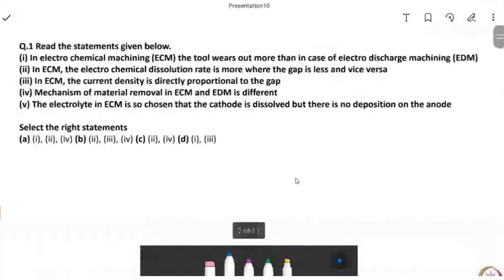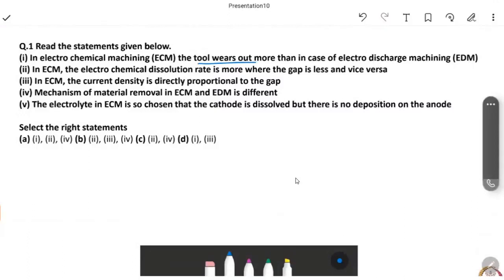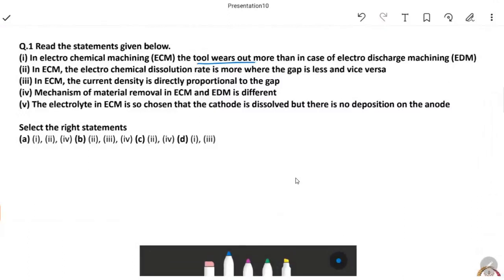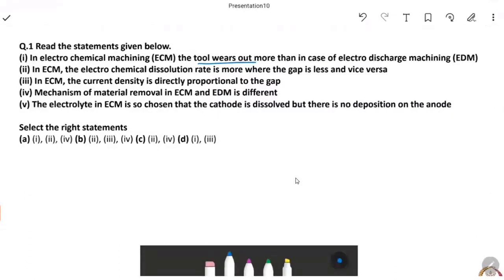read the statements given below. In ECM, the tool wears out more than in case of electro discharge machining, that is EDM. In ECM, the electrochemical dissolution rate is more when the gap is less and vice versa. In ECM, the current density is directly proportional to the gap. Gap here means inter-electrode gap. And mechanism of material removal in ECM and EDM are different. The electrolyte in ECM is so chosen that the cathode is dissolved, but there is no deposition on the anode.